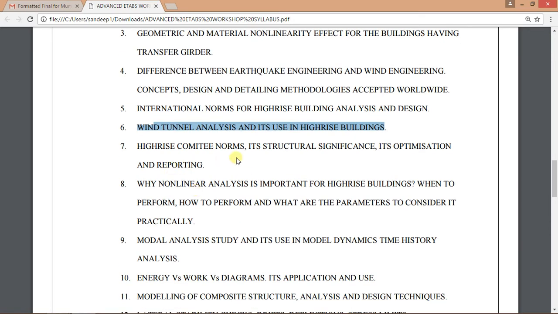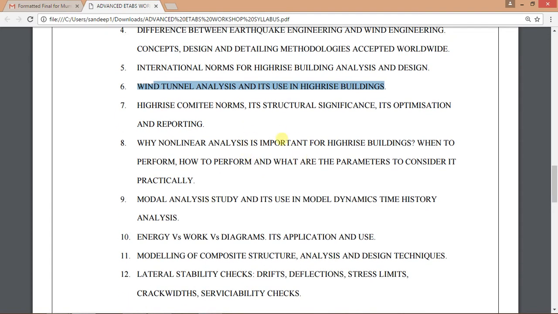Then the high-rise committee norms. There are some high-rise committees worldwide. So what all the generally techniques that each individual committee checks whenever it comes to proof checking.